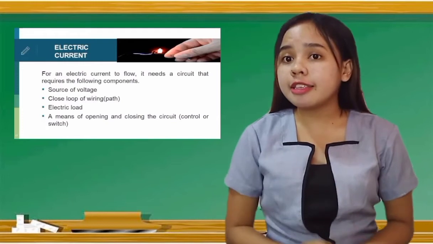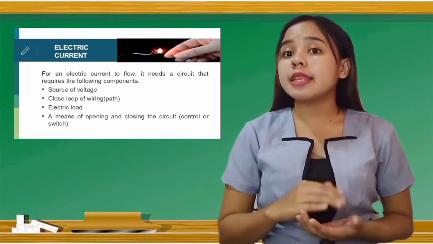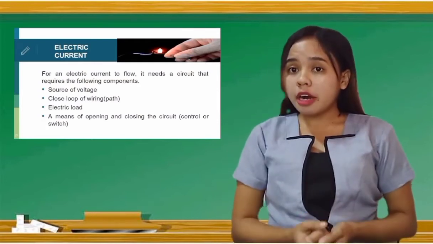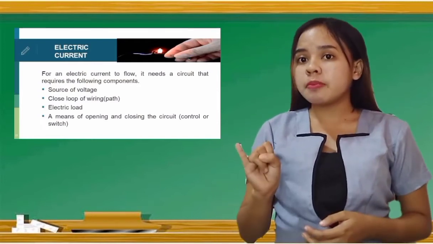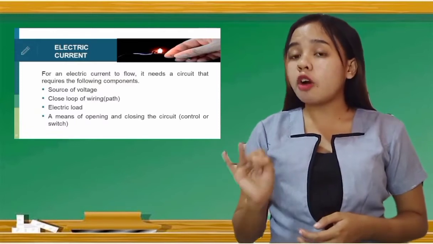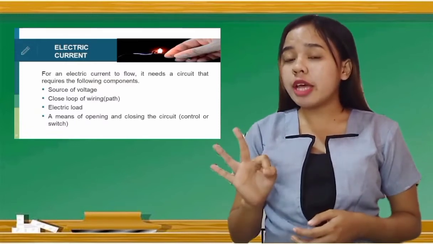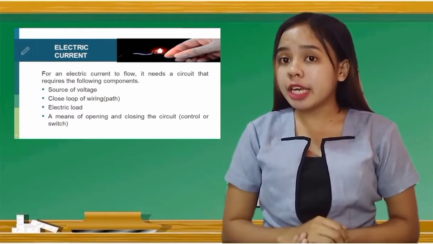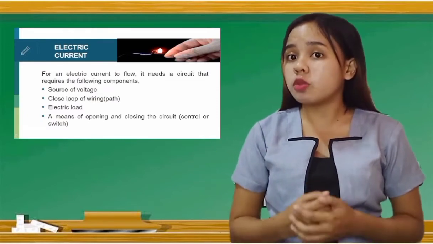For an electric current to flow, it needs a circuit that requires the following components. Those are the source of voltage, a closed loop of wire or the path, an electric load, and lastly, a means of opening and closing the circuit, which is the control or the switch.